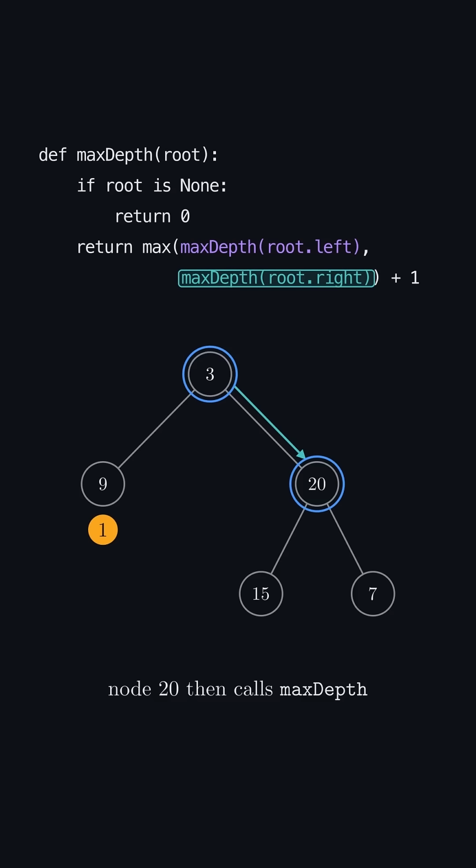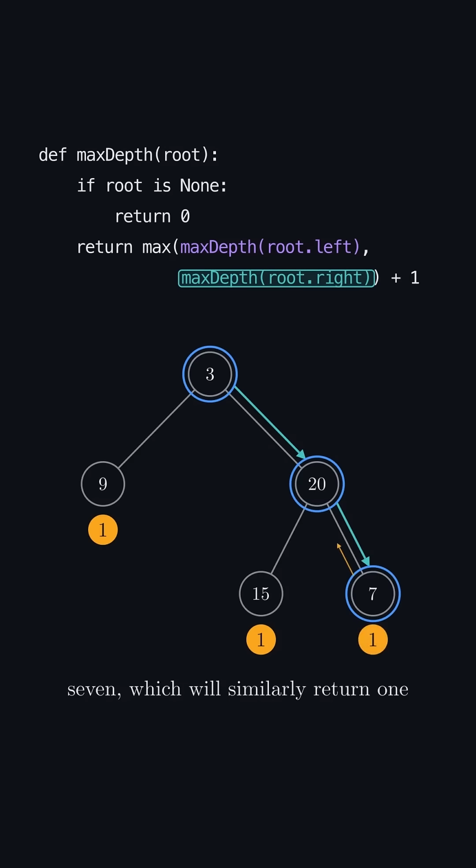Node 20 then calls max depth on its left node, 15. 15 will call max depth on its left and right children, which are both null, and return 0, so 15 will return 1. Then 20 can call max depth on its right child, 7, which will similarly return 1, and 20 returns the max of those two values plus 1, which is just 2.